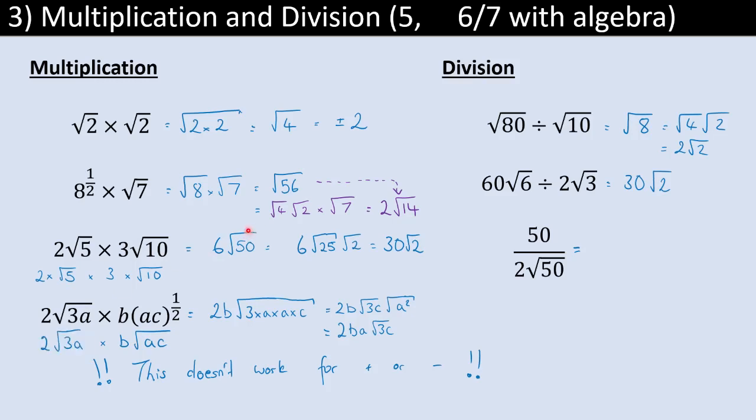We discovered here that root 50 is root 25 root 2. And the root 25 is the same as just 5. Okay. So this is going to be the same as us saying 50 over 2 times 5 times root 2. Now 2 times 5 is 10. Okay. Now just as we had here in our second example, when I had my 60 and 2, I could divide those coefficients, those front numbers, to get 30. So I can do the same here. I can do 50 divided by 10 and then be left with root 2 on my denominator. So 50 divided by 10 is 5, and that is 5 over root 2.